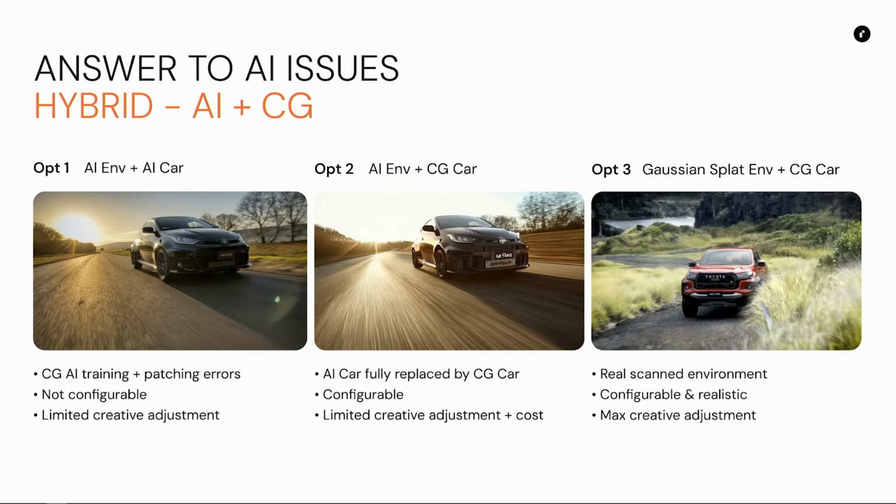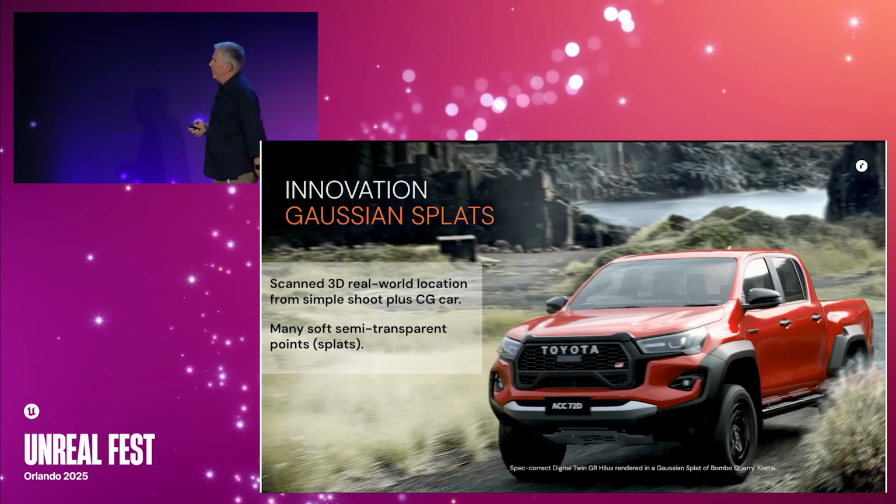Option three, our AI adjacent tool, our Gaussian Splat, and we love Gaussian Splats, very excited about it. Real scanned environments. It's photorealistic because it's based on photo imagery, and it gives you maximum creative adjustment because now you're building an environment. The environment and the car are both virtual, and you can move a virtual camera around anywhere.